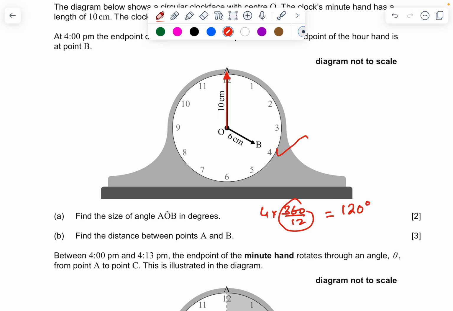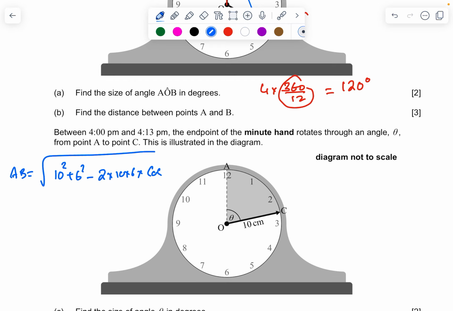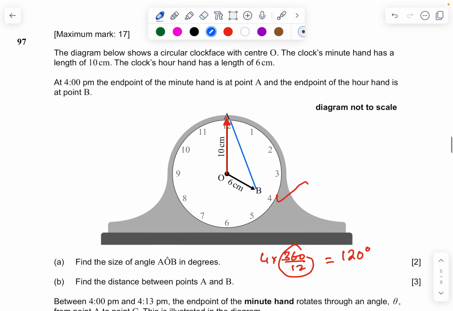Find the distance between A and B. So he's asking what is the distance between AB. So use the cosine rule. AB equals the square root of 10 squared plus 6 squared minus 2 times 10 times 6 times cosine 120, which is going to be 14 centimeters.